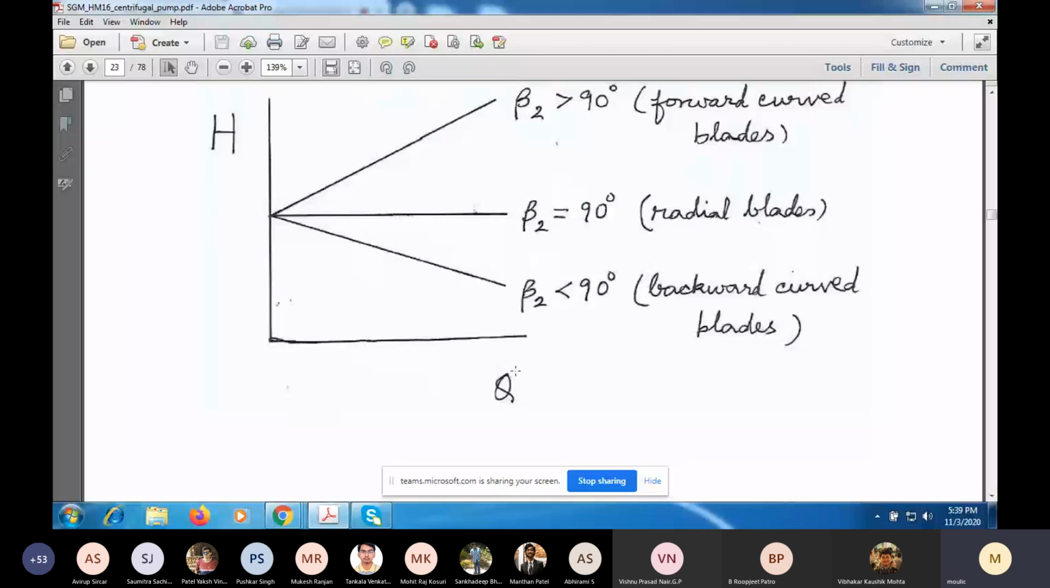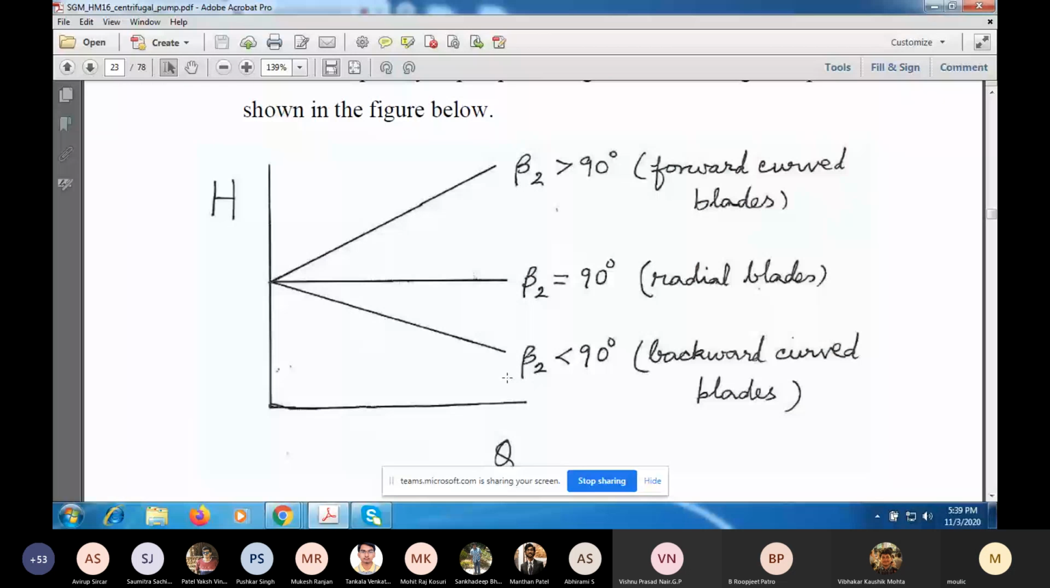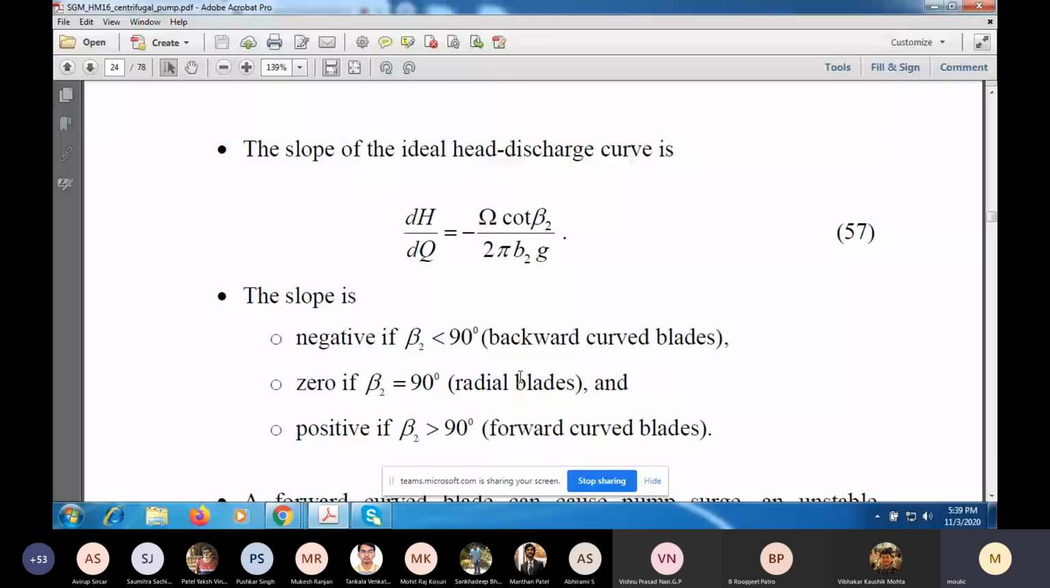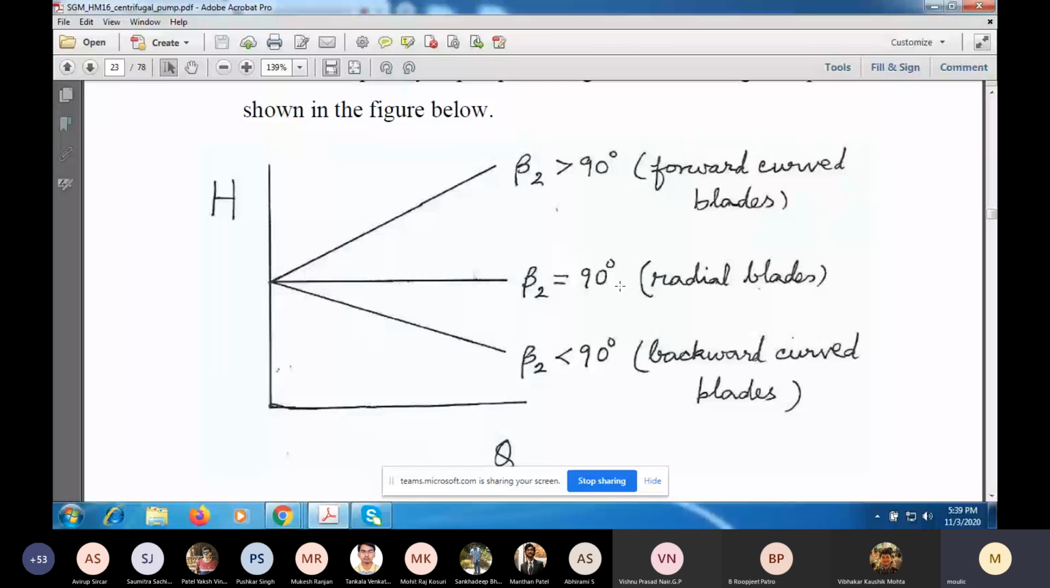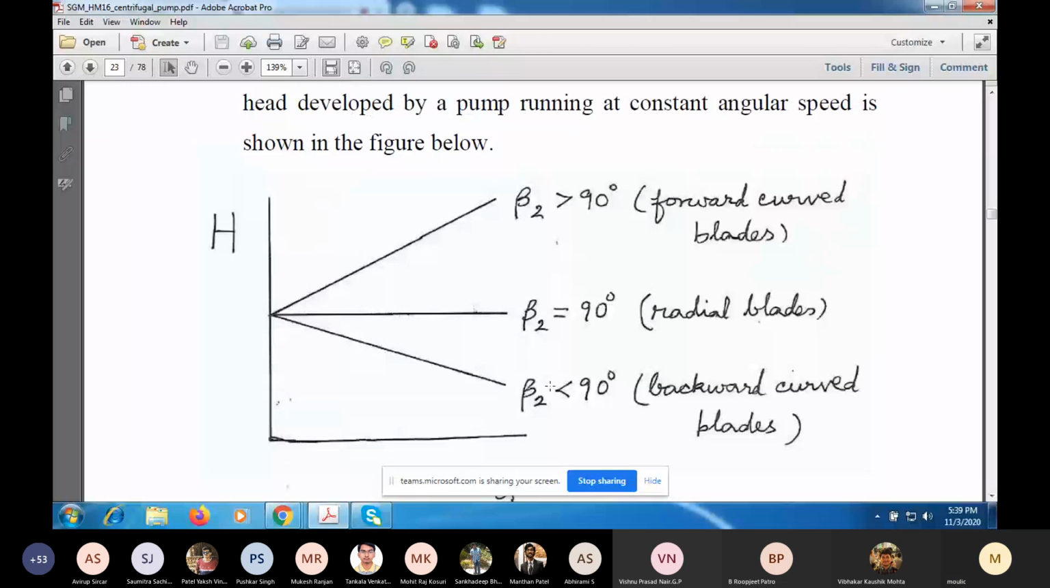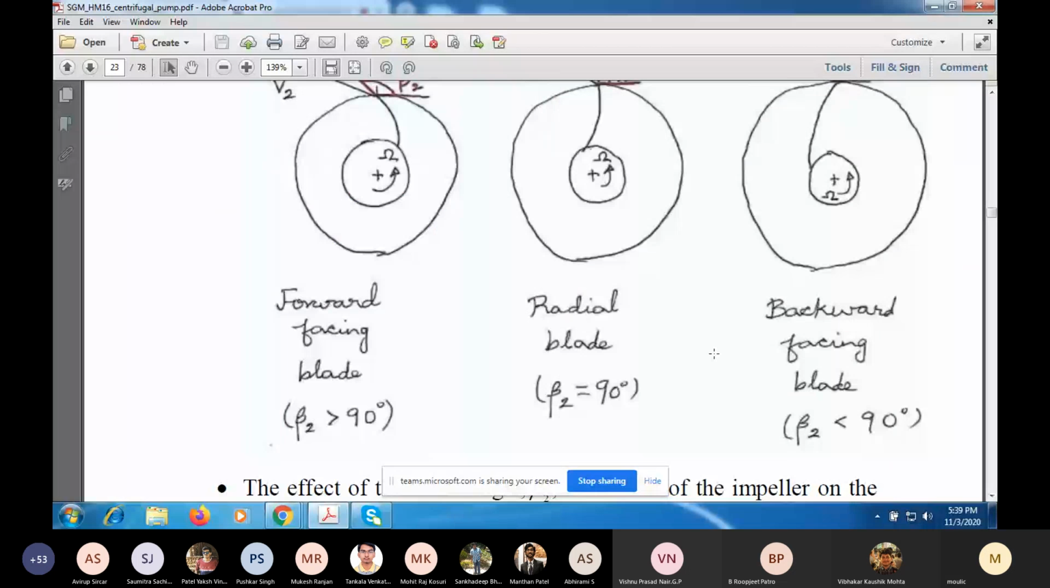for brevity. And if beta 2 is less than 90, then of course tan and cot will be positive, and there is a minus sign here. So the head will decrease linearly with Q. So this is the prediction of ideal flow theory.